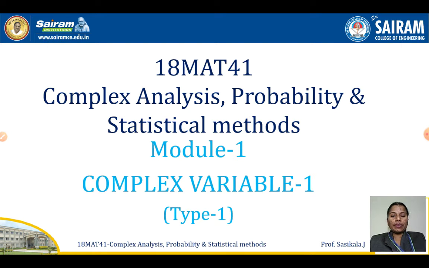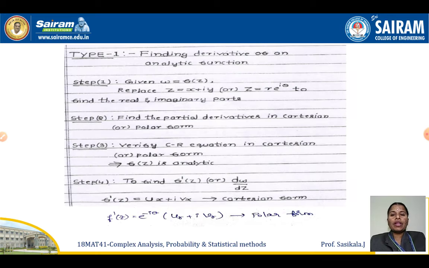So, as per the syllabus, under complex variable there are four types of problems. Now we are going to see the first type of problem. So what is that first type? One is nothing but finding the derivative of an analytic function. Finding the derivative of an analytic function means we have to find f dash. First I'll explain the working rule of how to solve the problem to get your f dash.